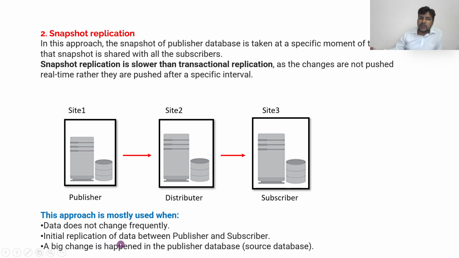So this is used for initial replication of data between publisher and subscriber, when a big change has happened in the publisher database. Any changes done in the publisher will affect the subscriber, changing the whole thing. They are not pushed in real time, rather they are pushed at specific intervals.